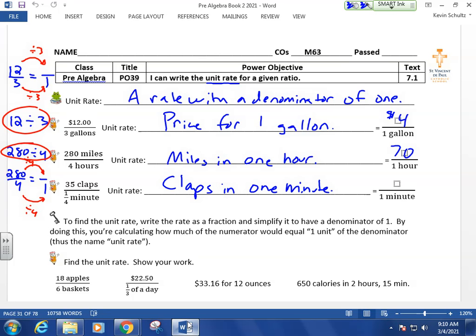And what did we do for this one? With that denominator being a fraction, how did that change things a little bit? How did that change things? Well, first of all, what answer did we get? 35 claps in a quarter of a minute is how many claps in a full minute? Say 140. Okay. How do we get from 35 to 140?